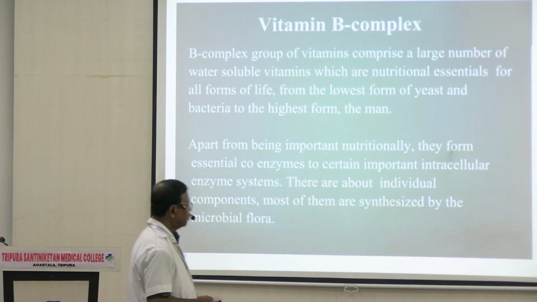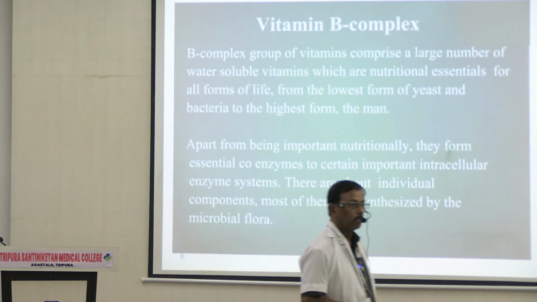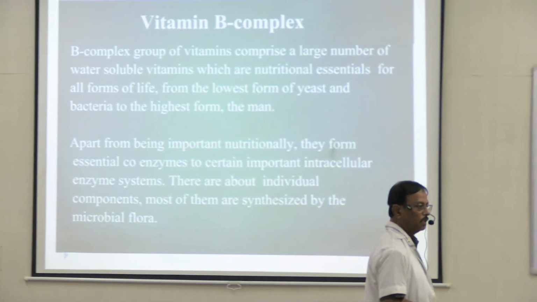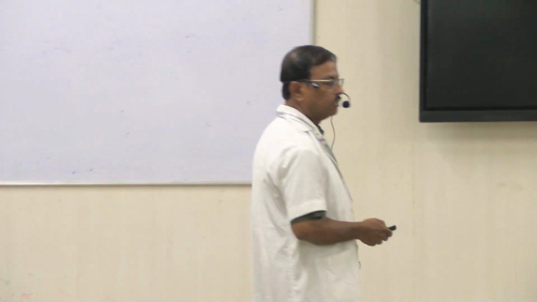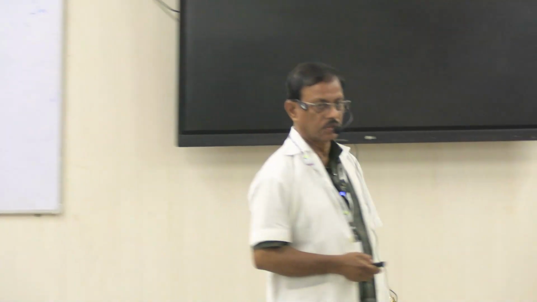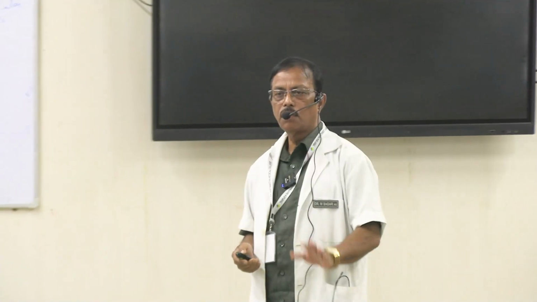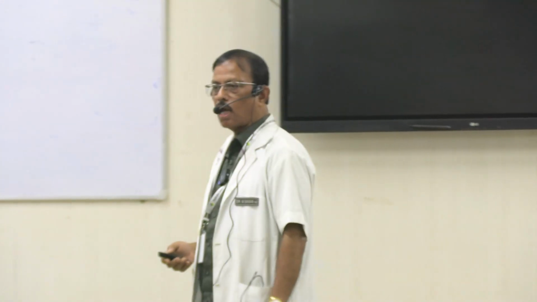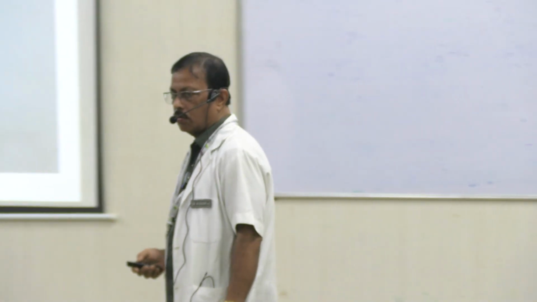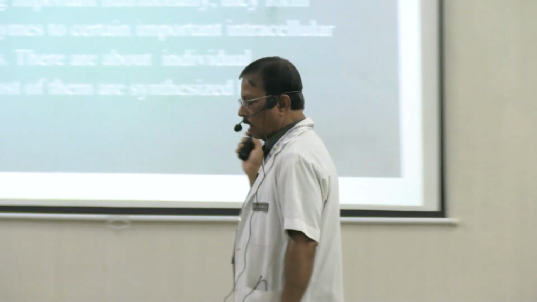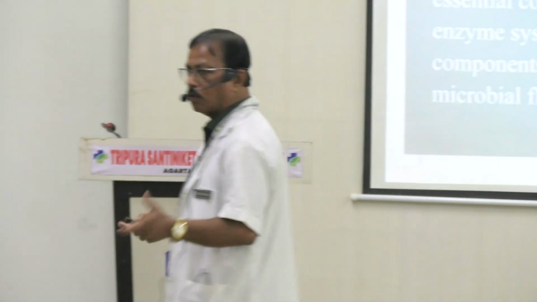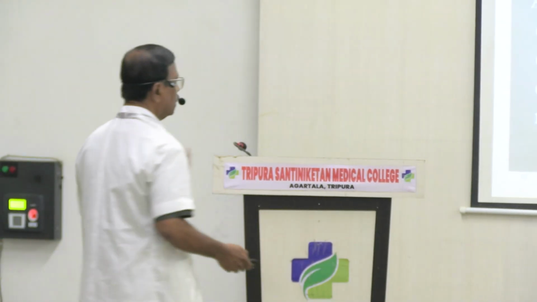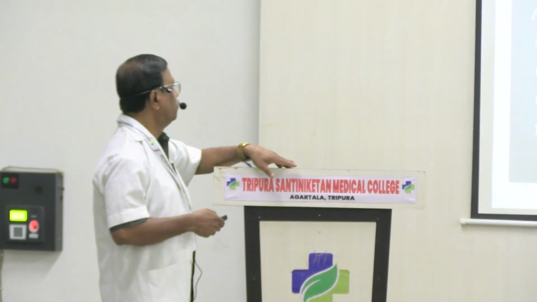There are a number of vitamins, and B-complex vitamin deficiency usually occurs as a deficiency of a group of vitamins. Means isolated vitamin B1 deficiency, isolated riboflavin deficiency doesn't usually occur, because the cause of deficiency is malnutrition. So there are multiple factors which are deficient in the body along with these vitamins.